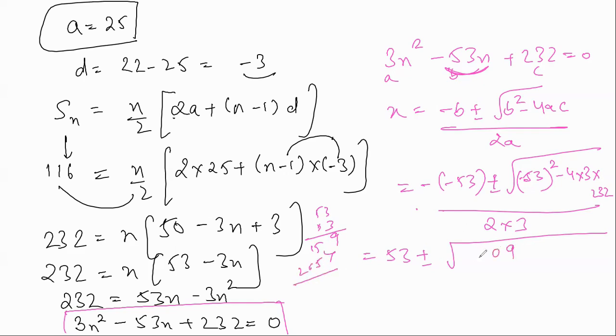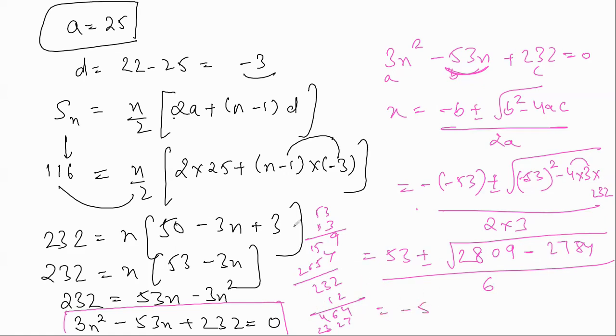So it's 2809. Minus 4 times 3 is 12, and 12 times 2 is 24... So it will be 2784 divided by 6. Okay, so let's solve it.